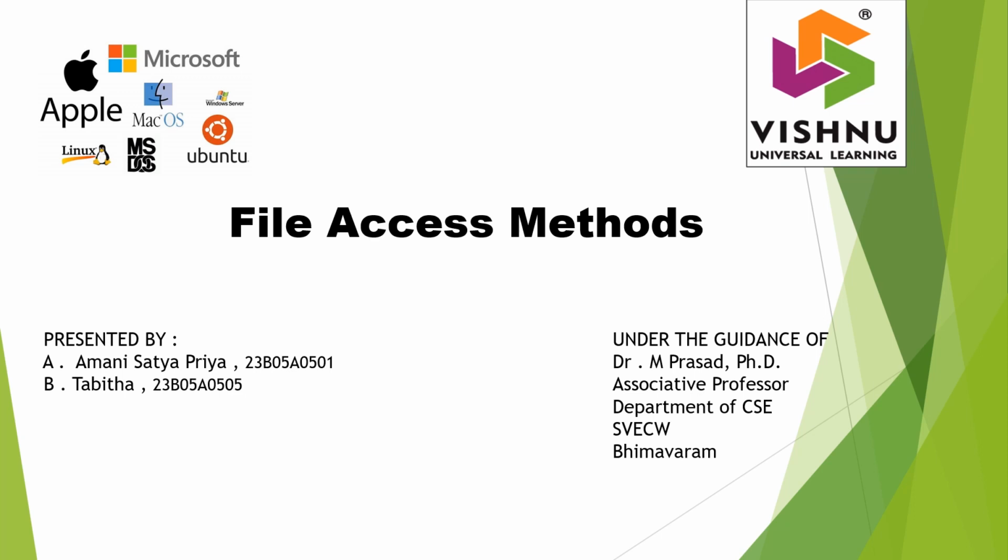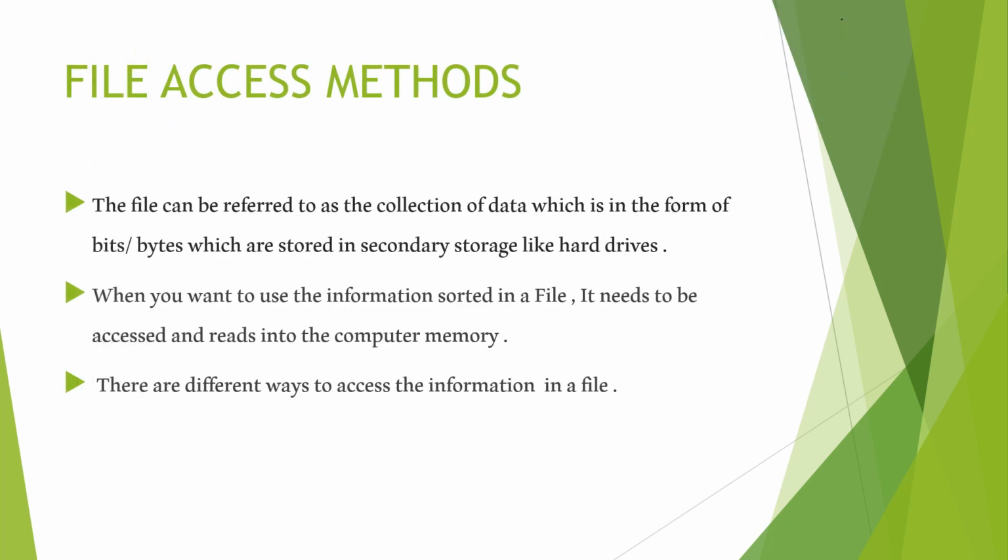Moving to our video, file access methods. First of all, what is a file? A file can be referred to as the collection of data in the form of bits or bytes, which are stored in secondary storage like hard drives. Actually, a file is nothing but a collection of relevant data or a group of data. And we usually store files in secondary storages like hard drives, magnetic disks, magnetic tapes, etc.